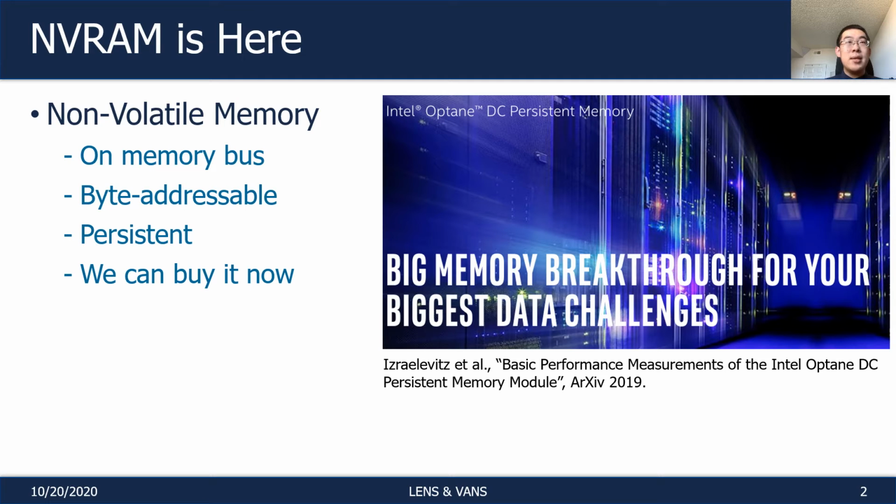Non-volatile memory is a type of main memory that sits on the memory bus and provides byte-addressable access to the CPU, just like traditional DRAM-based main memory. It also provides data persistence, so the data written into non-volatile memory can be recovered after a system reboot. Intel Optane is the first commercially available non-volatile memory product, and we can buy it now.